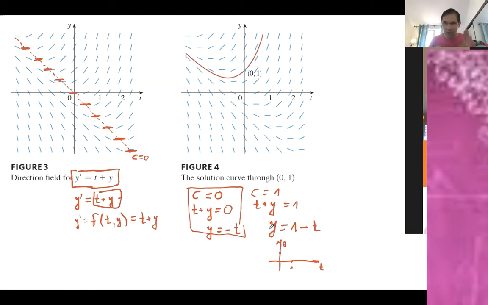Zero. Perfect, this is exactly zero. So it means that this line is going to look like this. This is the isocline that corresponds to the slope one. So if you take any point on this line, the slope is going to be one, like this. Let me draw this isocline that corresponds to C equals one, the slope equals one.